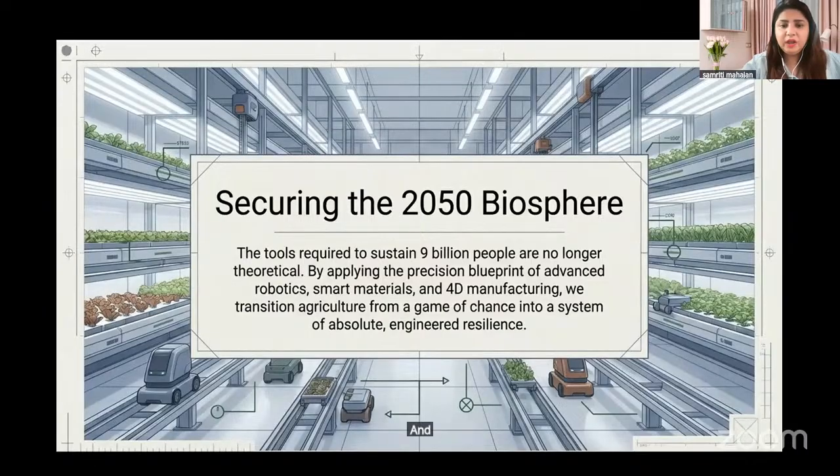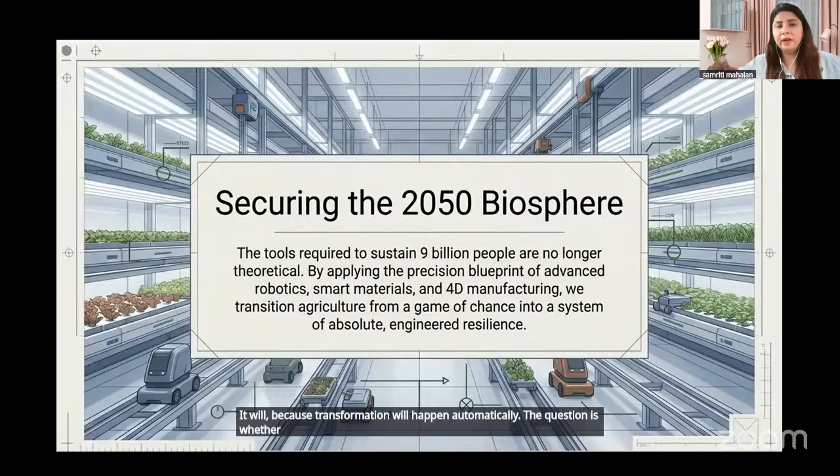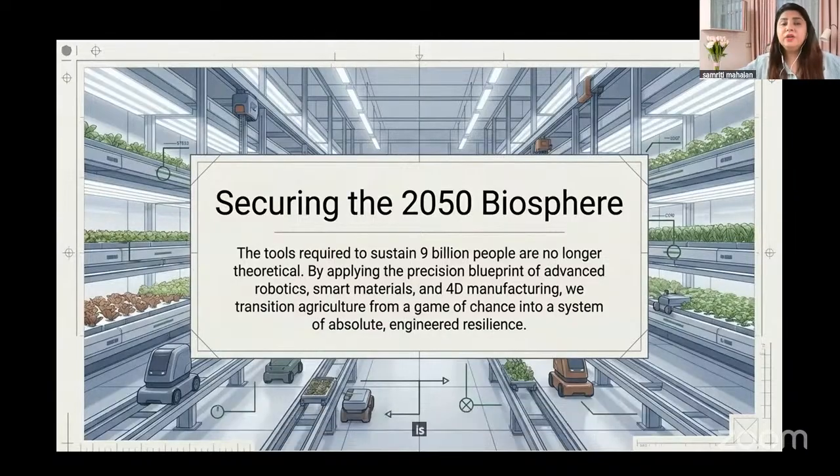And we need to understand how things really work. So we can say the question is not whether this transformation happens. It will, because transformation will happen automatically. The question is whether your organization, your policy framework, your innovation agenda is positioned to lead it or to be disrupted by it. So we need to know that.